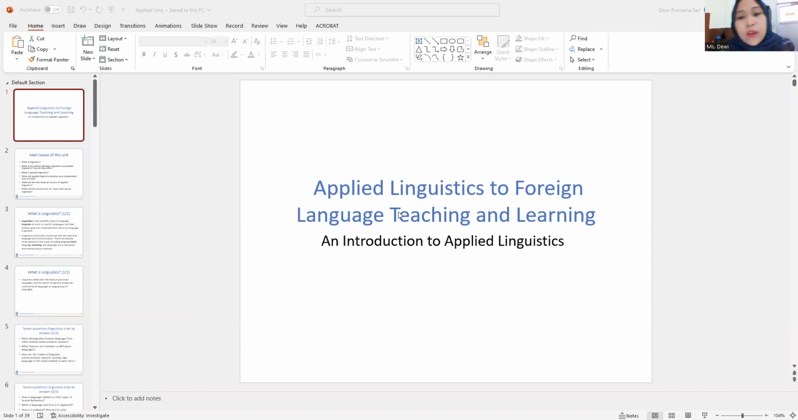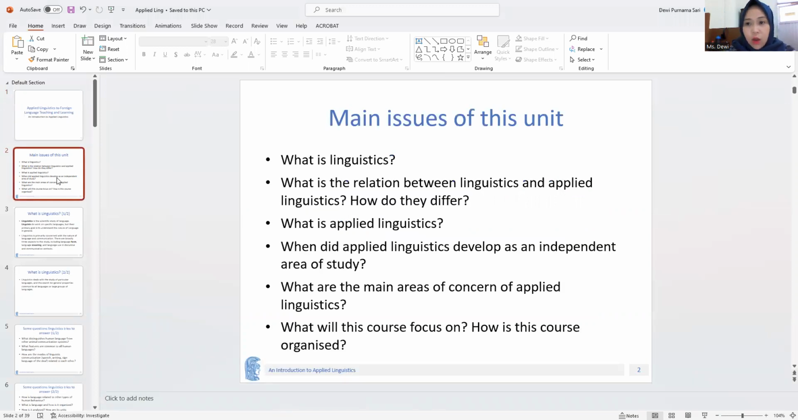So today I'm going to explain about applied linguistics, especially applied linguistics to foreign language teaching and learning. There are several main issues in this unit of applied linguistics. This very first unit is actually the most important one in applied linguistics because you have to understand what applied linguistics is and also the relation between applied linguistics and other units involved in applied linguistics itself. So please pay attention to the explanation and also some questions related to the issues on applied linguistics.